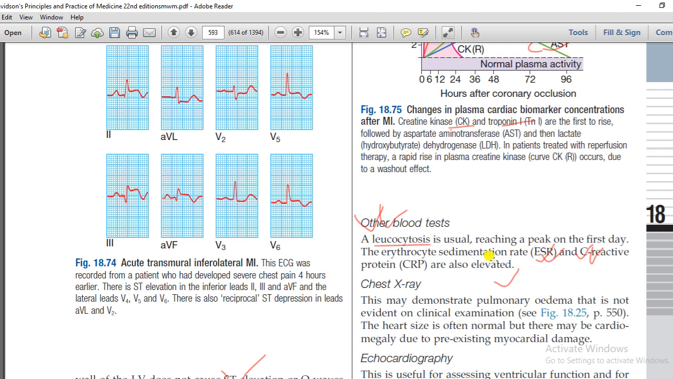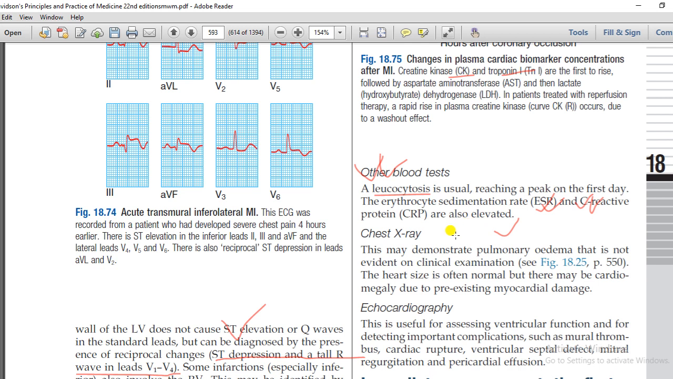So let's talk about chest X-rays. What can we find in a chest X-ray in case of acute coronary syndrome? They may demonstrate a pulmonary edema that is not evident on clinical examination. There might be pulmonary edema in acute coronary syndrome, which is not observable on clinical examination, so this might be rare. The heart size is often normal, but there may be cardiomegaly due to pre-existing myocardial damage.